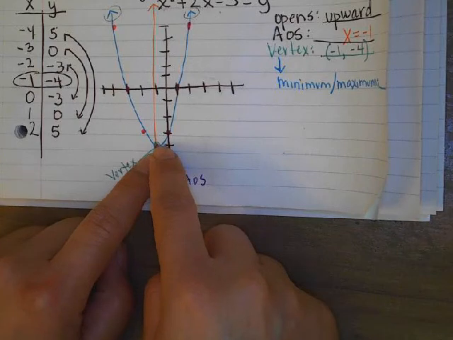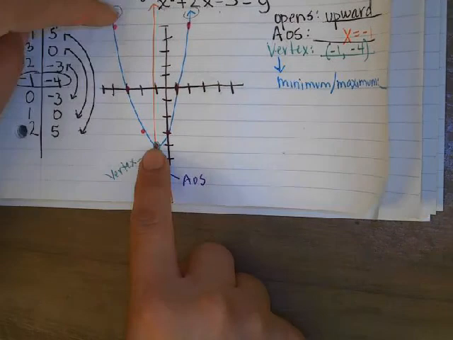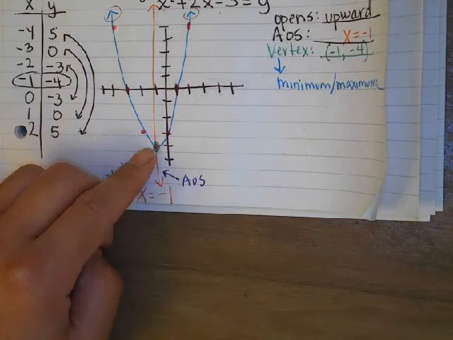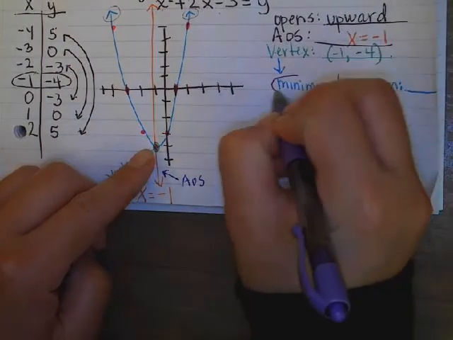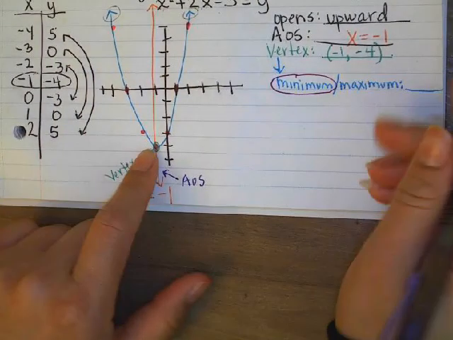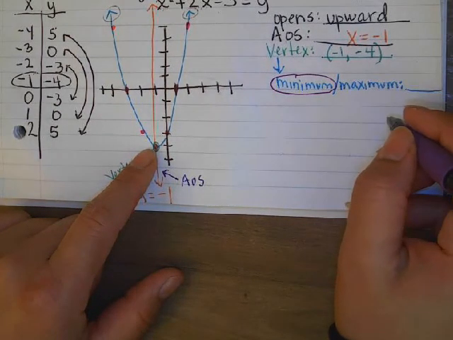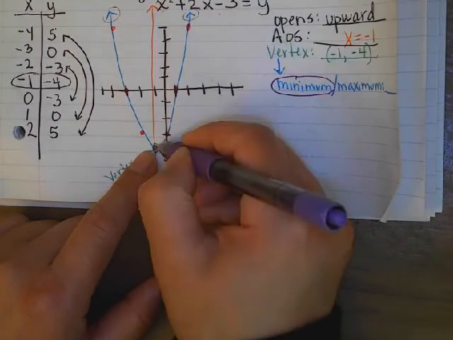Or a maximum, first of all? Minimum or maximum? Well, what is this point? Is this point the lowest part of your graph or is it the highest? And I like to think of it as like I'm walking and I fell in the ditch. So I'm at the lowest part of the graph. So this is a minimum.